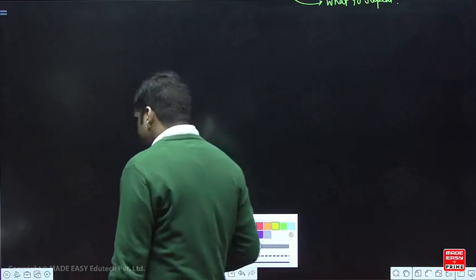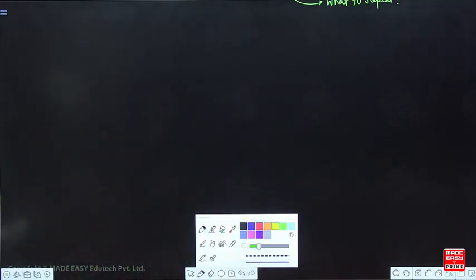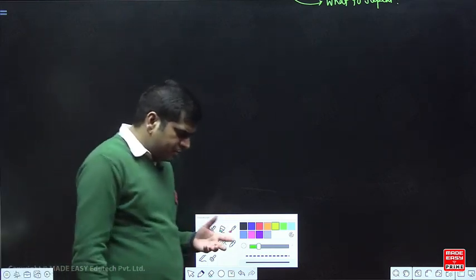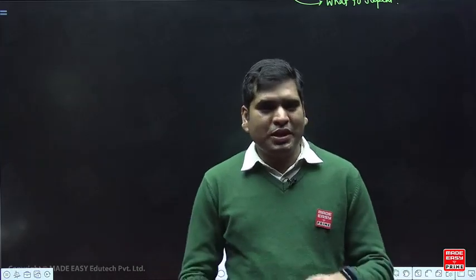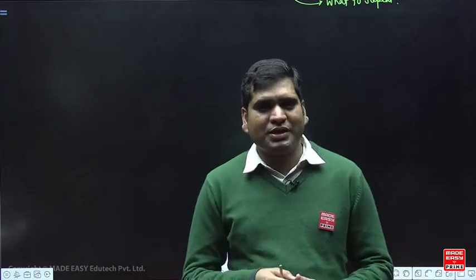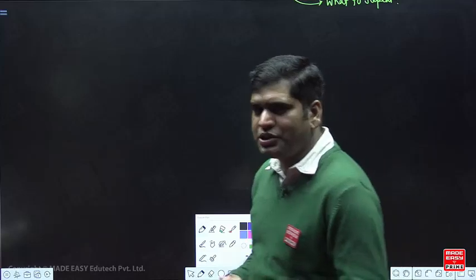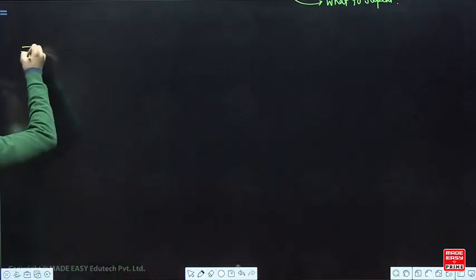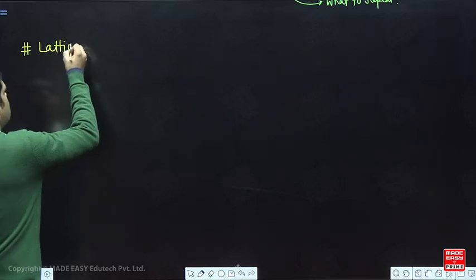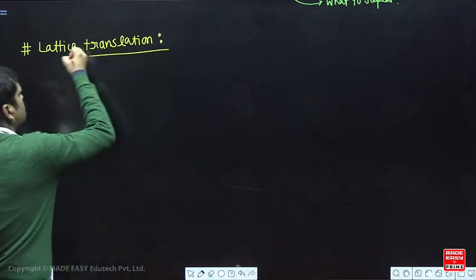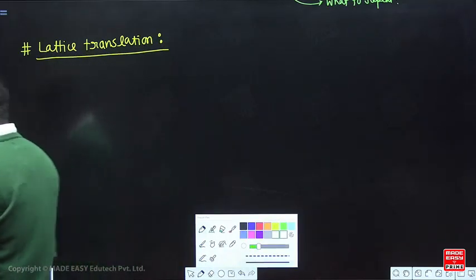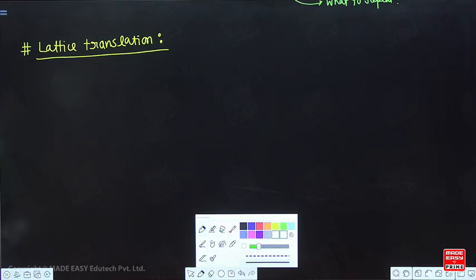Next definition is lattice translation. Now in our subject we would be interchangeably using both, because crystal is nothing but the atoms at each lattice point. So if the crystal is periodic, that periodicity is given by the lattice, so we can use the terms interchangeably. Next definition is lattice translation. Any vector from one lattice point to another is known as lattice translation.